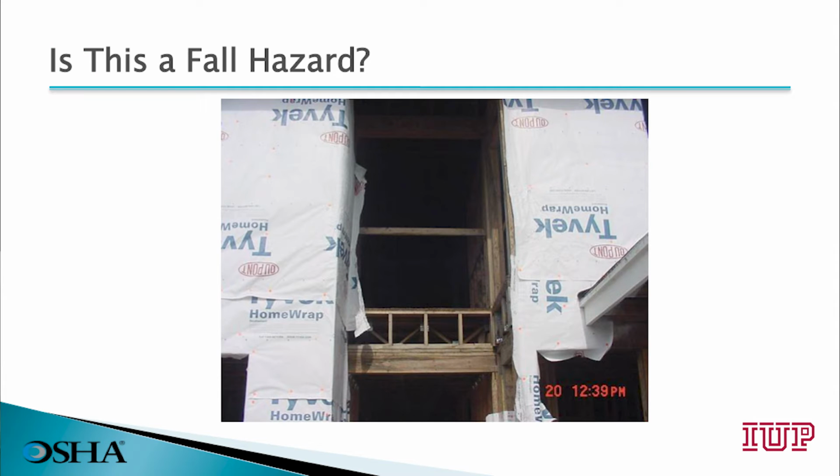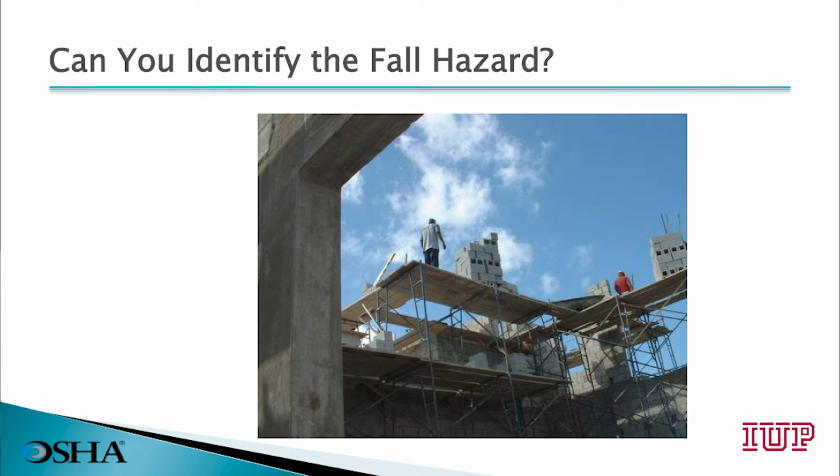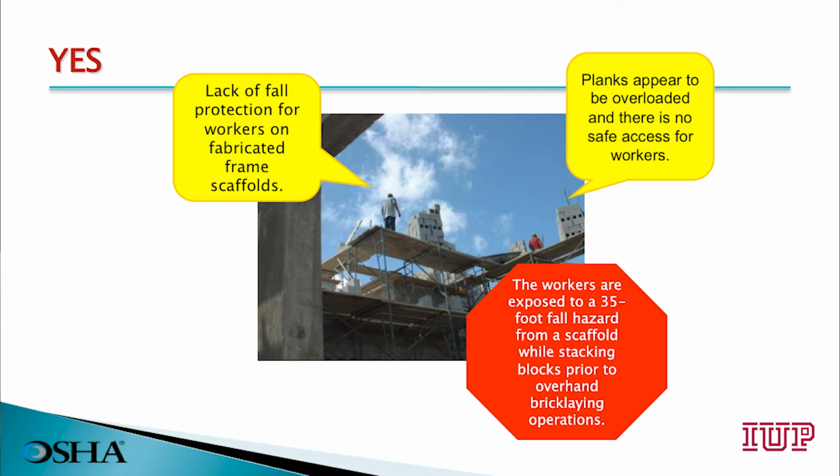Is this a fall hazard? Yes. The photo shows a mid-rail and a toe board are missing on this open-sided floor of a building. Workers here are actually exposed to a 12-foot fall. Toe boards are required to protect any worker working below from being struck by equipment falling from above. Are you able to identify any fall hazards in this photo? You should be. There's a lack of fall protection for workers on the fabricated frame scaffold, and planks appear to be overloaded, and there's no safe access provided for workers to get to the scaffold. The workers are exposed to a 35-foot fall hazard from a scaffolding while stacking blocks prior to overhand bricklaying.